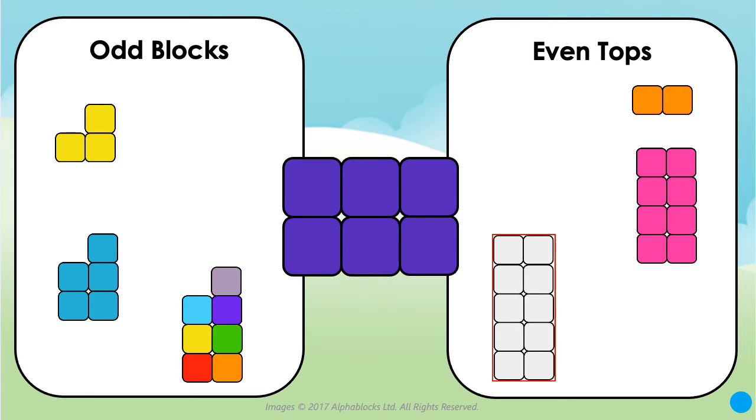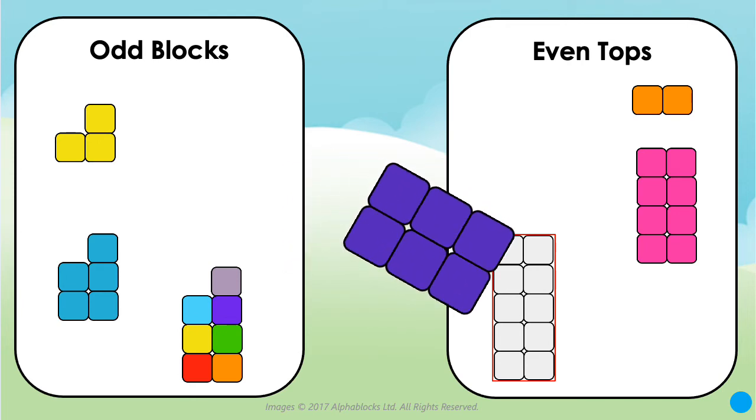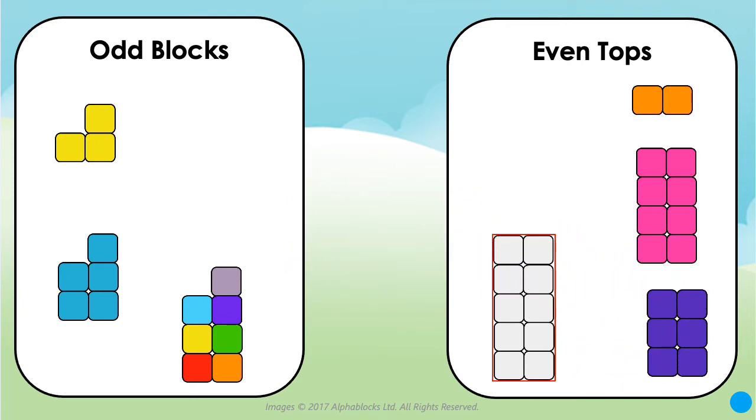Ooh, what number block is this? That's right, it's number block six. Is it an even top or an odd block? Oh, that's right, it's all got its twos. So it's an even number. Very good.